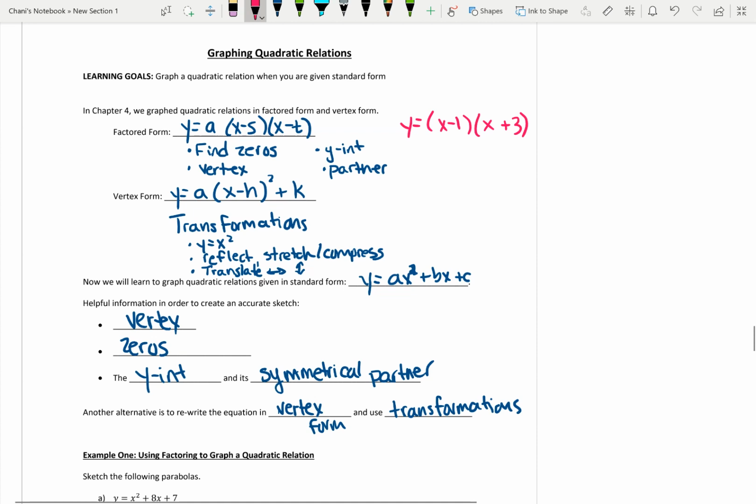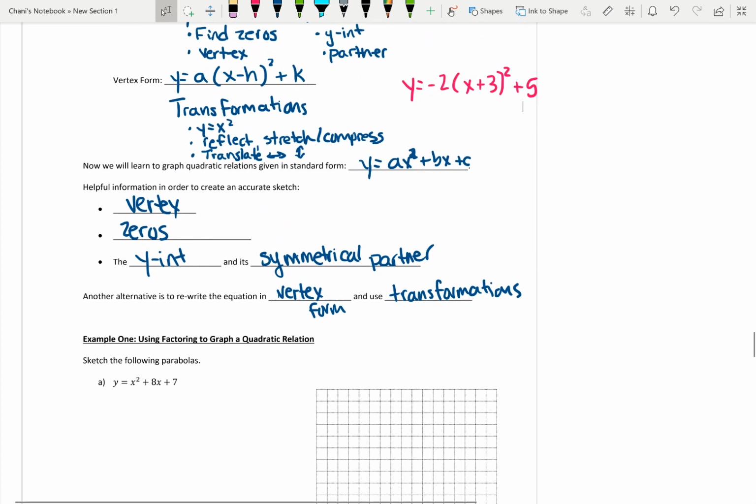Okay? Now, if we were given vertex form, so something like y equals negative 2 (x plus 3) all squared plus 5. In this case, we can use transformations. So we start with x squared and our 5 key points. Then we would reflect and stretch by 2. And then we would move everything left 3 and up 5 to get our parabola. So because we started with 5 key points on x squared, we would transform all 5 to have 5 points on our new parabola.